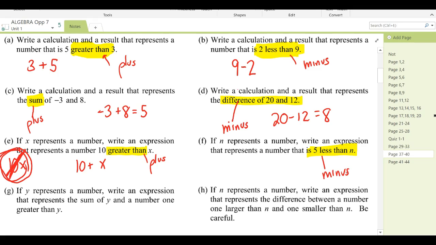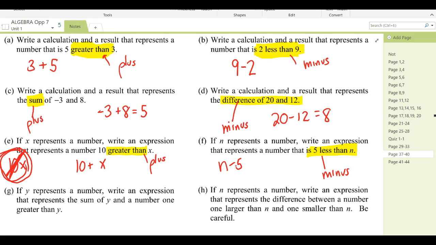Which is bigger, n or 5? 5. 5 less than n. This is tough. Subtraction is a tough one. Subtraction's a bear, because subtraction makes a difference if I do 9 minus 2 or 2 minus 9.